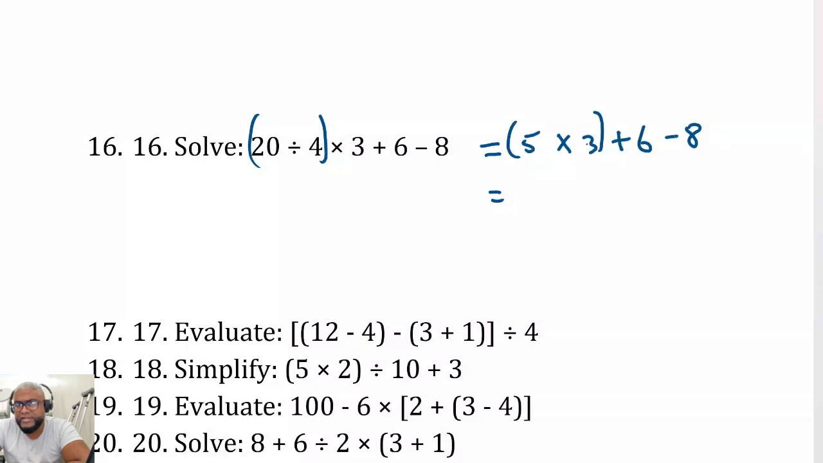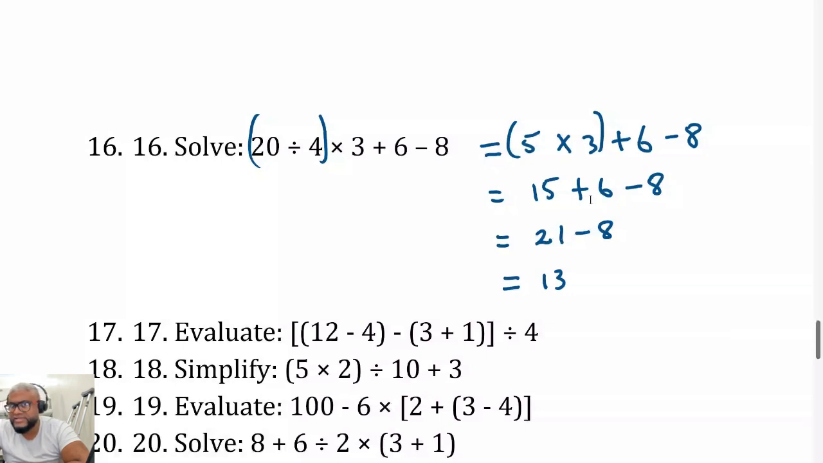Right, so I put a bracket here. So 5 3s are 15. 15 plus 6 minus 8. Right, what's the next line? And 15 plus 6 is 21. 21 minus 8 is 13, right? Raise your hand if you got 13 here.